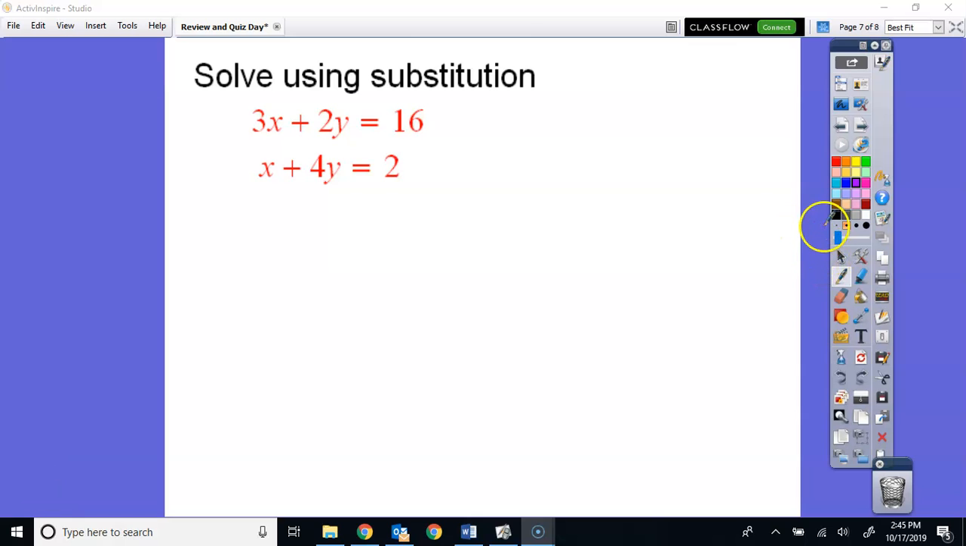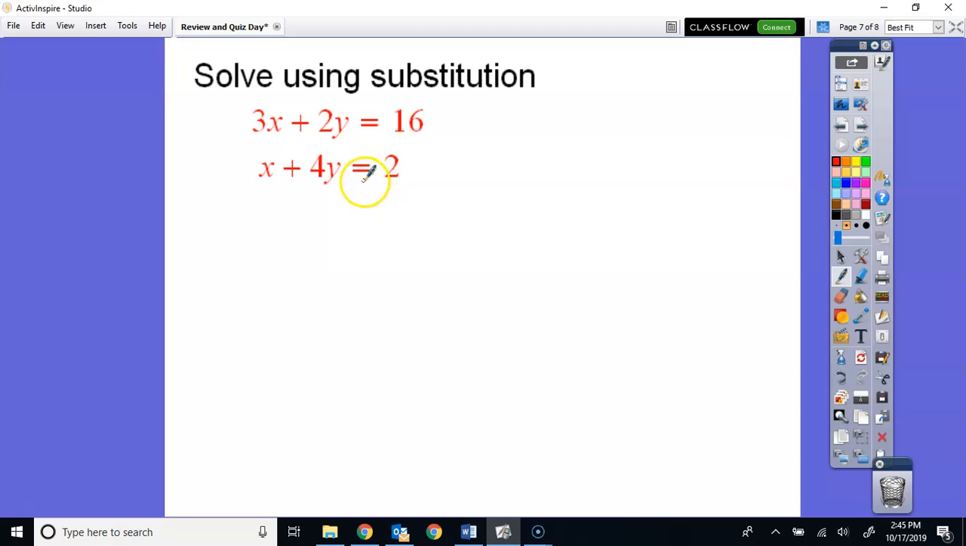All right, so now we're going to do a little review of solving a system of equations using the substitution method. The substitution method says that you need to pick one of these equations and get a variable by itself. It doesn't say which equation, and it doesn't say which variable. You decide which one you want to get by itself.